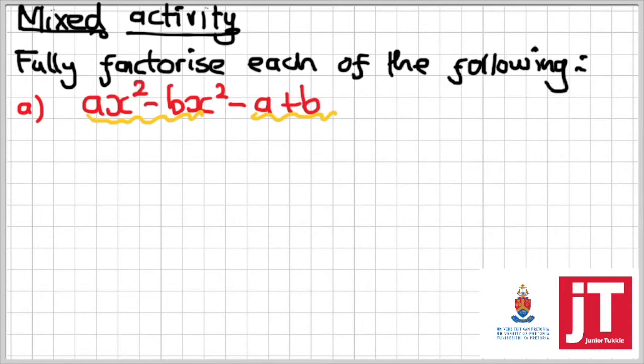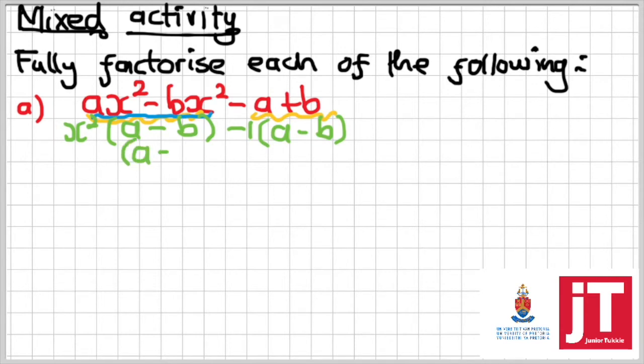In the first two terms, you're having a common factor of x squared. So if I take out x squared, I'll get x squared (a minus b). In the last two terms, I can take out negative 1, resulting in (a minus b). Now that I've got these two terms, the common factor is (a minus b), and in the other bracket, I'll get x squared minus 1.